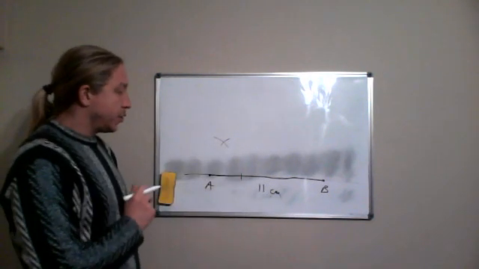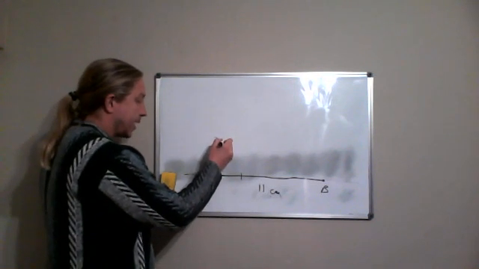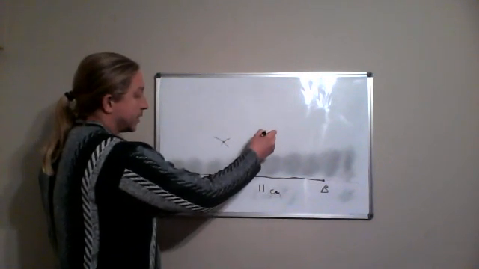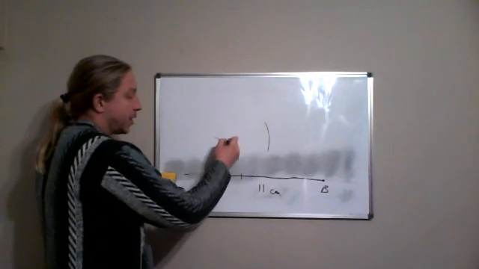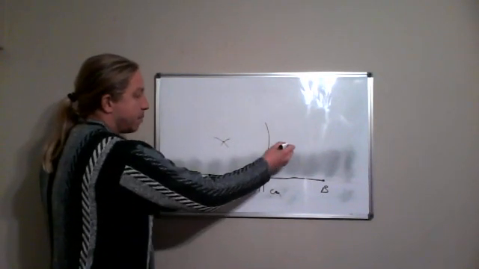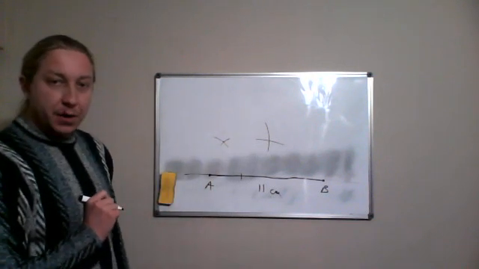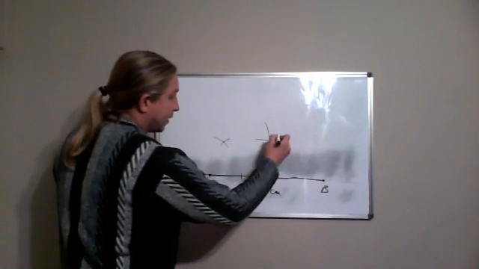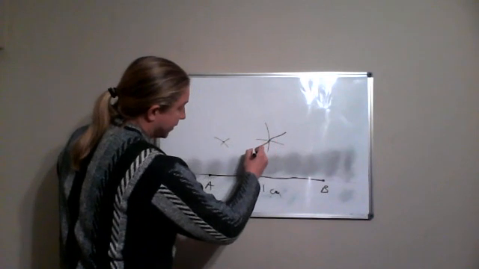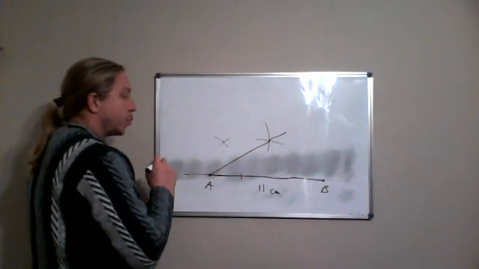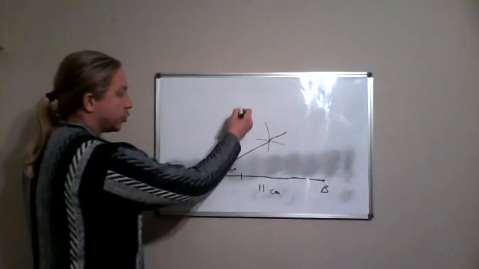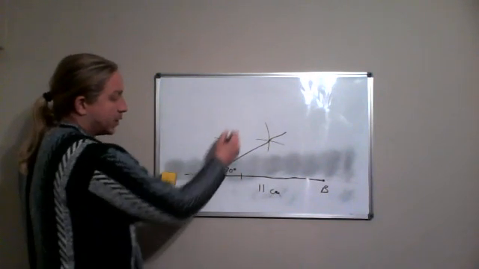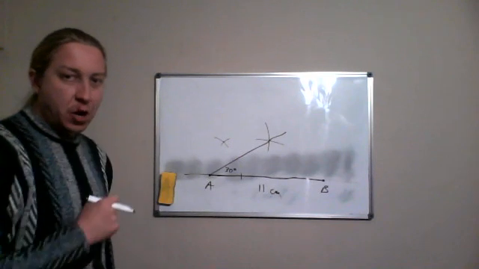Now put your compass point here, open some distance and make a mark like that. Keeping it the same distance, put your needle point here and make another mark like that. Joining that intersection and point A will give us the angle of 30 degrees that we want, because remember, this angle here was 60 and then we cut it in half.